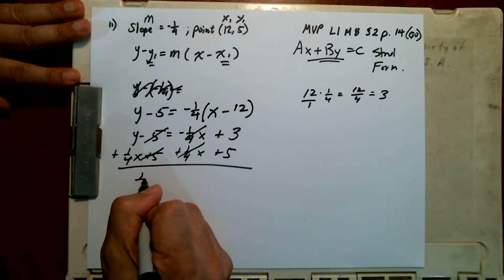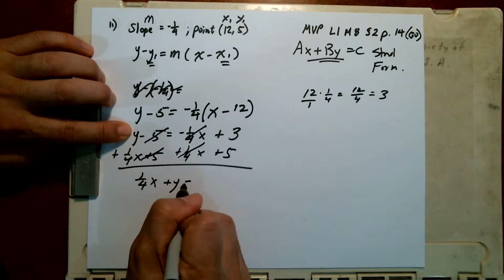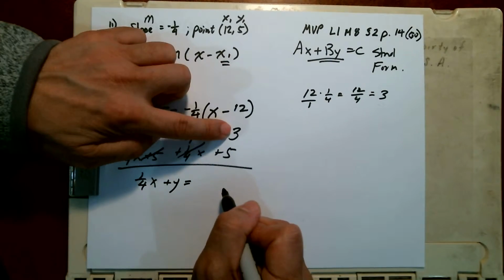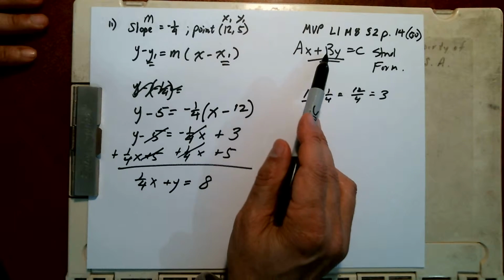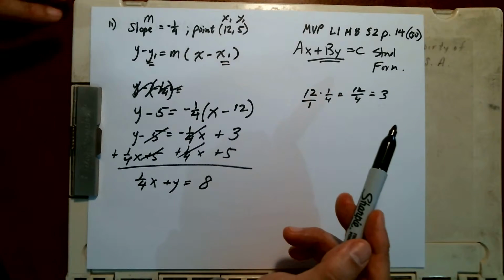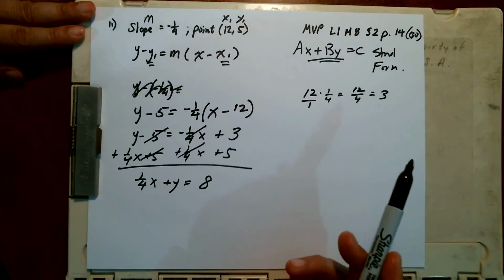So you have 1/4 x plus y is equal to, got rid of that, 8. We still have a problem because we don't like fractions. All the ABC has to be in nice whole numbers where a is a positive number too.